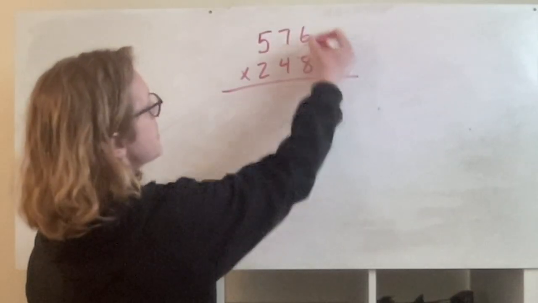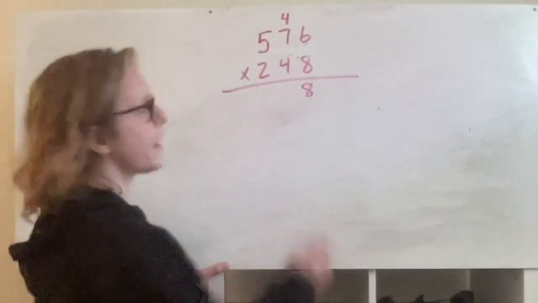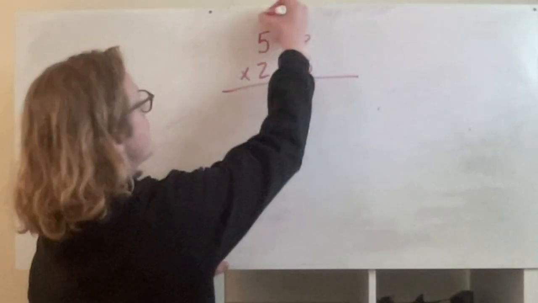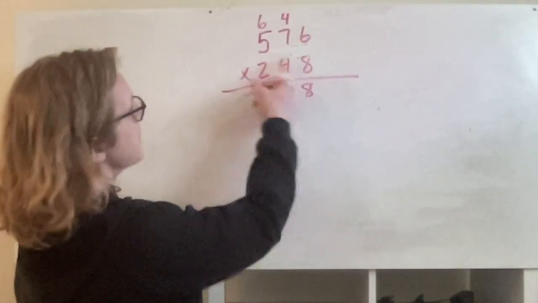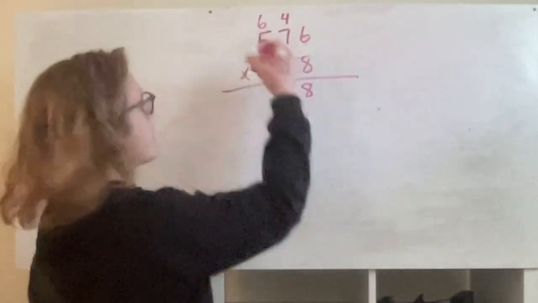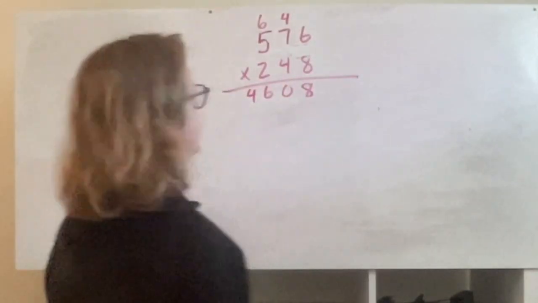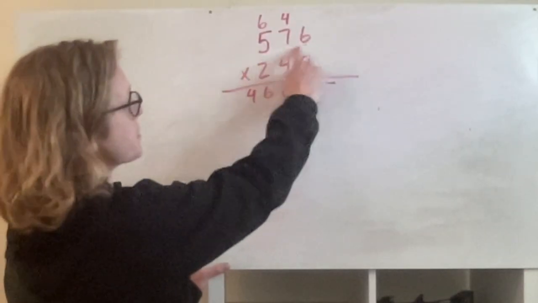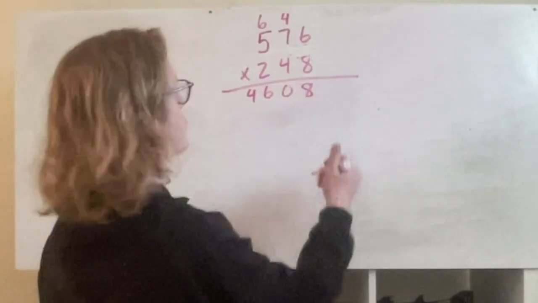8 times 6 is 48. 8 times 7 is 56. Plus 4 is 60. 8 times 5 is 40. Plus 6, 46. Okay, so I'm done with the 8. Well, basically what I just did here, I did 8 times 576, and that answer is 4,608, right? One of my partial products.